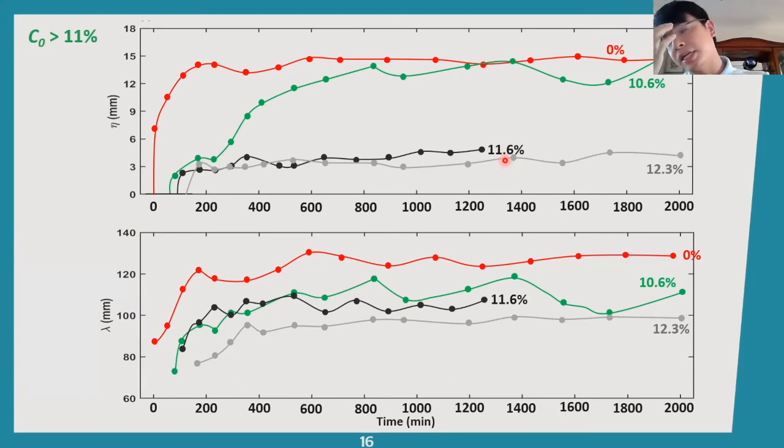At the highest clay content of 12.3%, the delay in ripple appearance was further extended to around 2 hours. And moreover, the ripple height was stuck at just around 3 millimeters until the end of the experiment. And for the ripple wavelengths, the wavelength of the ripples from the highest clay content was the lowest, quite shorter than that of the clean sand ripple wavelengths.